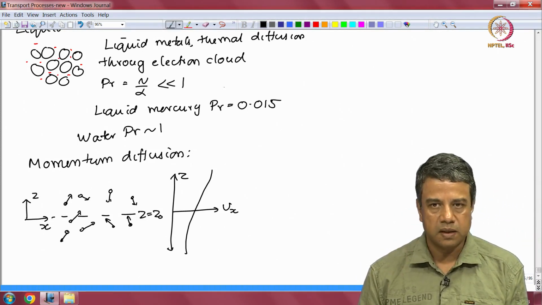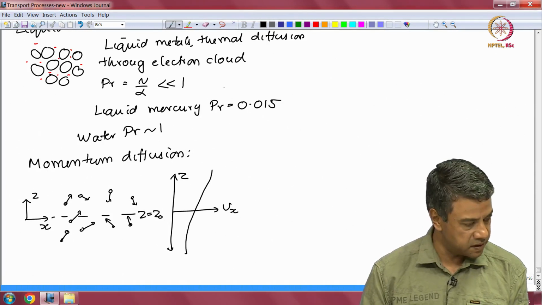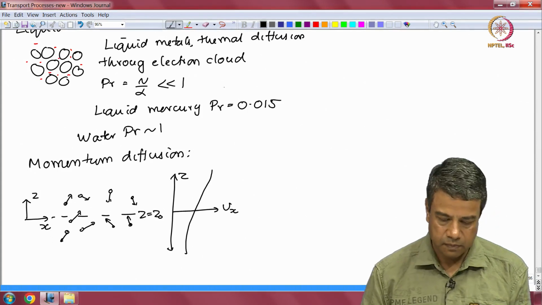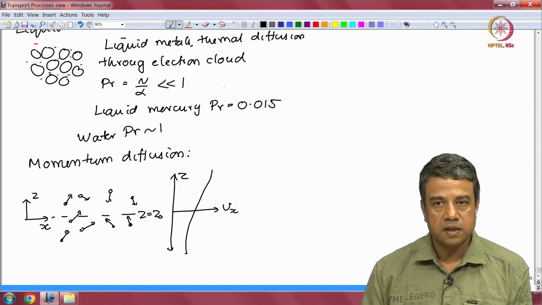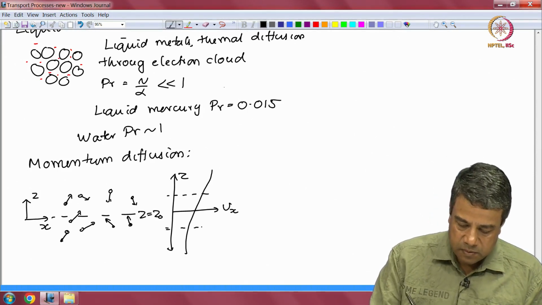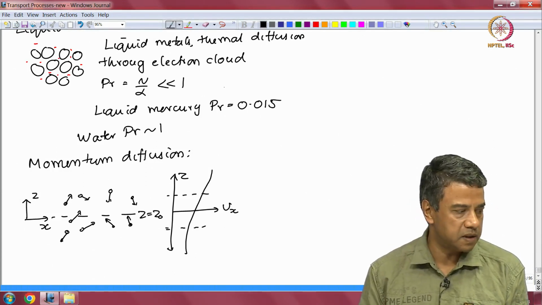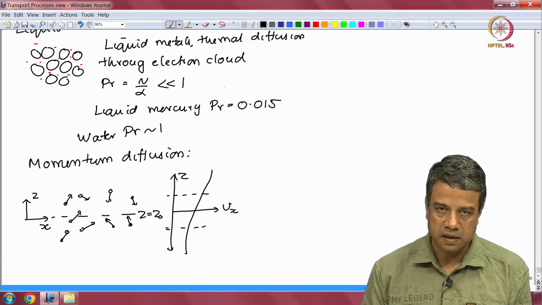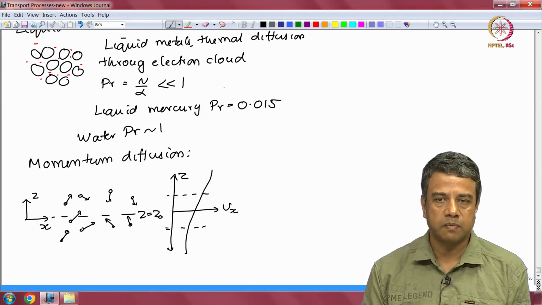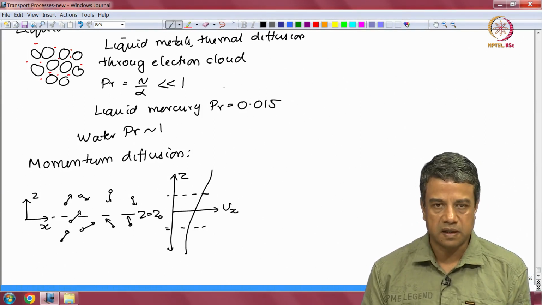What we would like to do is to estimate the shear stress, or the momentum flux across the surface. There is a net momentum flux, because molecules that are going downwards are coming from a distance of the order of 1 mean free path above the surface, where the mean velocity is higher. Molecules that are going upwards are coming from approximately 1 mean free path below the surface, where the mean velocity is lower, and because of this you have a net transport of momentum.